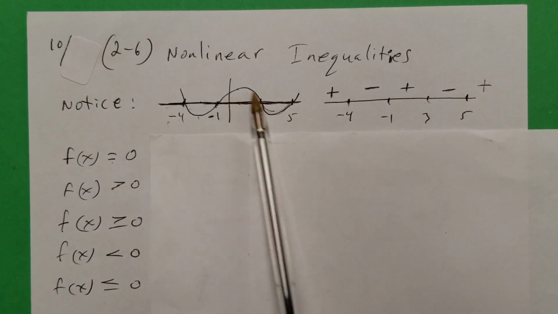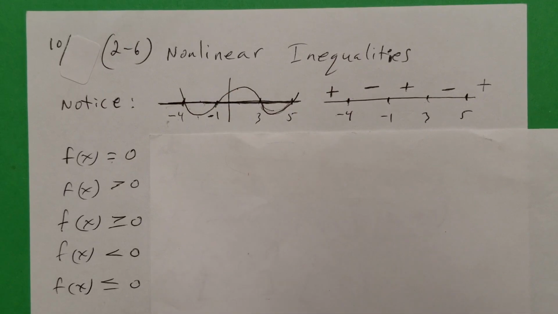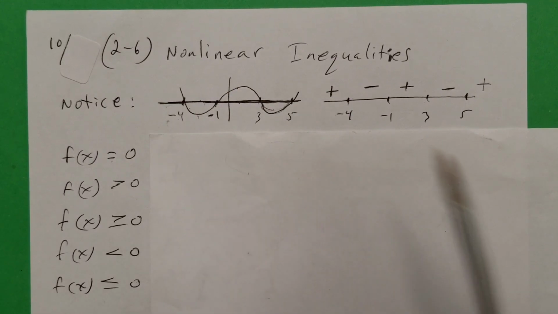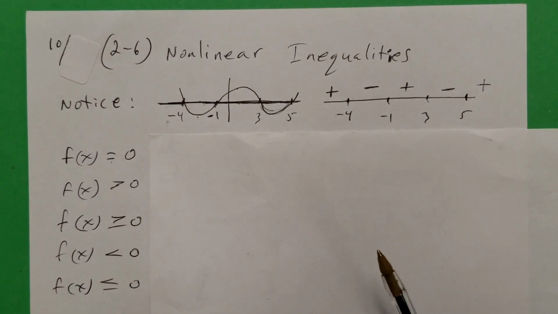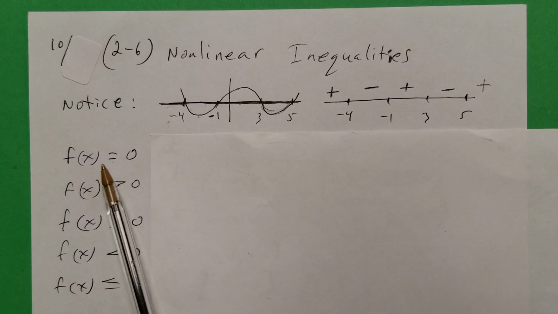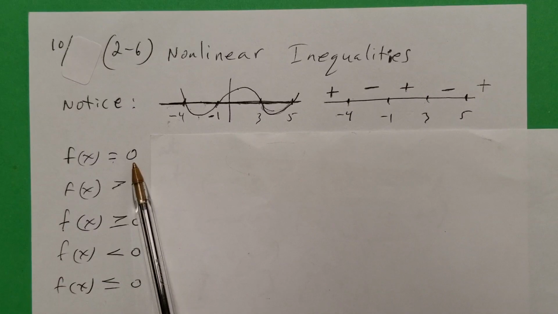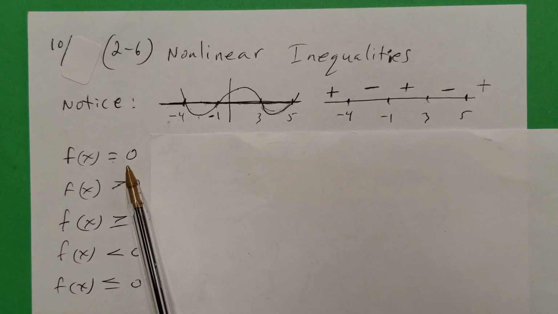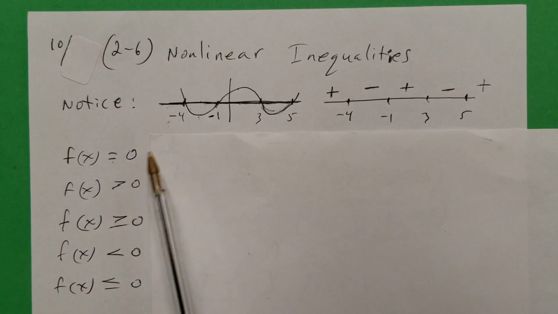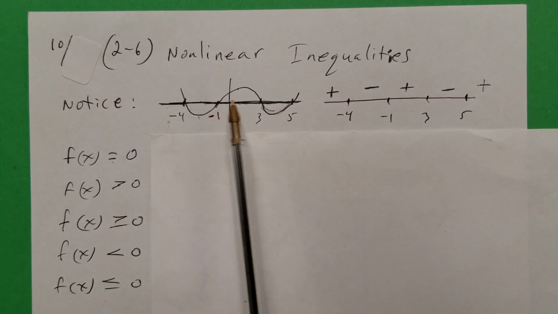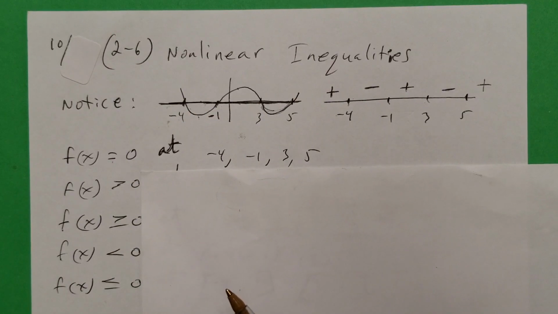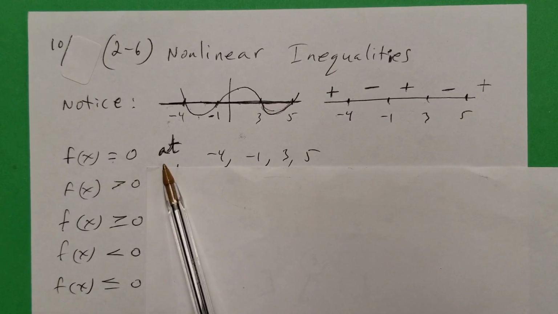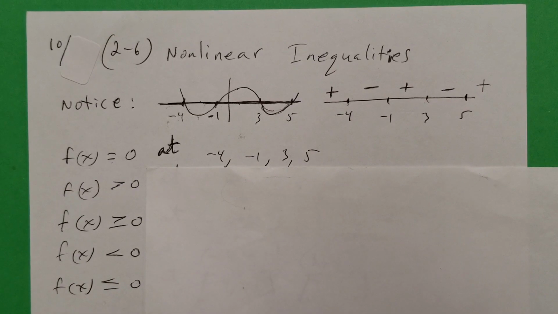So this is some function, right? We don't have the polynomial, but it's some function, whatever that function is. So I'm asking you, when is the function equal to 0? Equal to 0. Well, that's the zeros. That's the x-intercepts. That would be -4, -1, 3, 5. So look how I wrote it. It's equal to 0 at these 4 places.